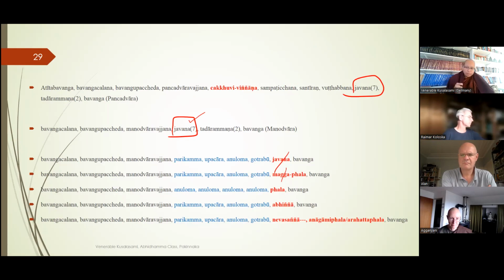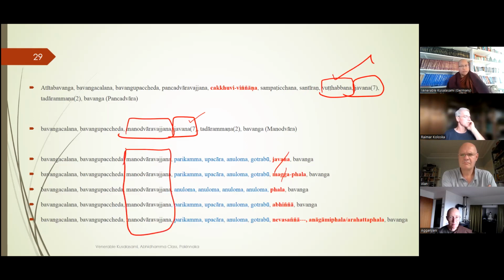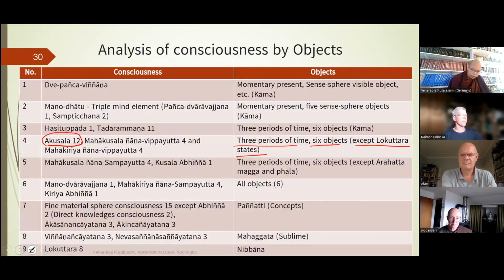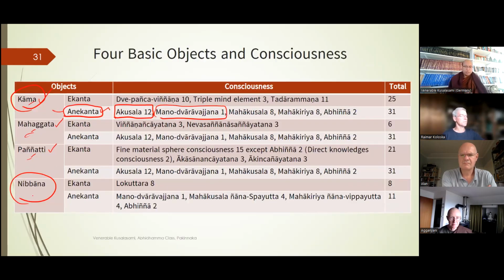And Manodwara Vajana, mind door adverting consciousness. This one can be found in any kinds of thought process. In any kinds of thought process, Manodwara Vajana can be found. It means Manodwara takes all kinds of objects. So nothing is excluded, including Nibbana.